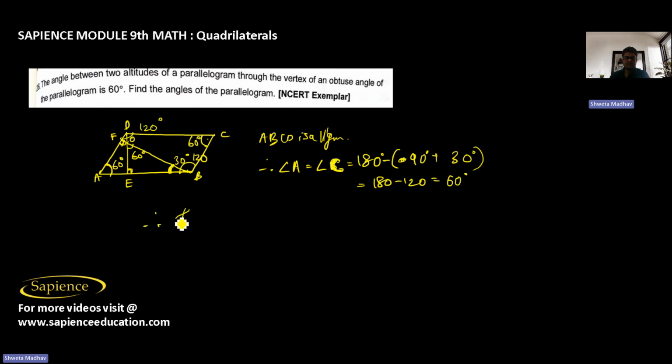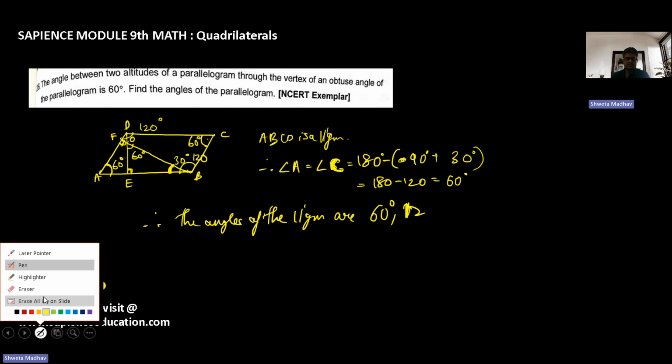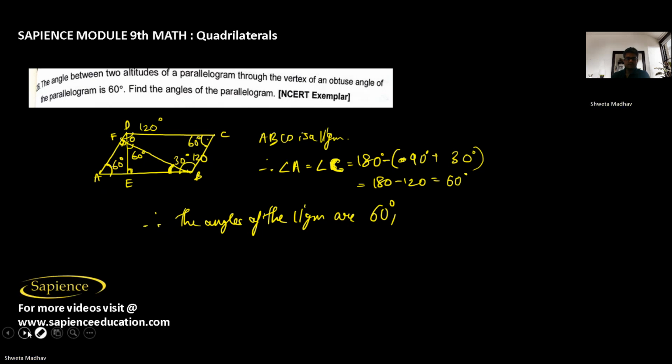Therefore, I can say that the angles of the parallelogram are 60 degrees, then 120 degrees, 60 degrees, then 120 degrees.